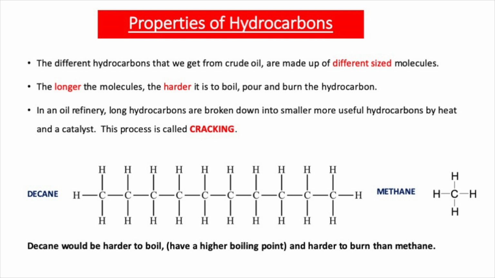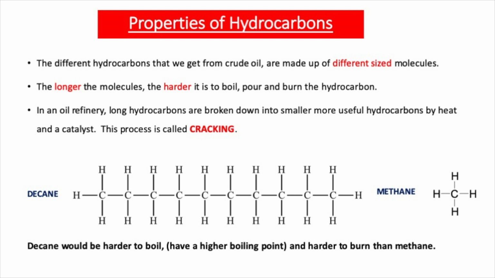Now, in this video so far, we've looked at the chemical reaction of hydrocarbons and alkanes with oxygen, combustion, and we've discussed alkanes' use as fuels. Now we're going to focus on properties of hydrocarbons, and the properties that we're going to talk about are physical properties, things like boiling points, their viscosity, their ability to ignite.